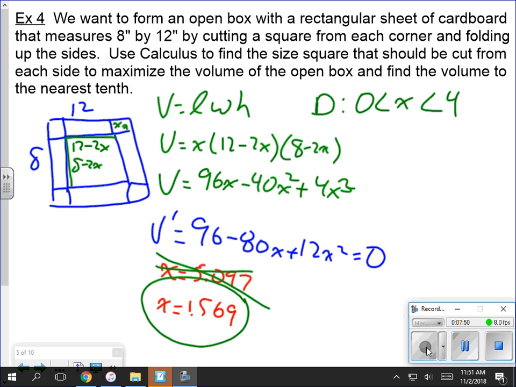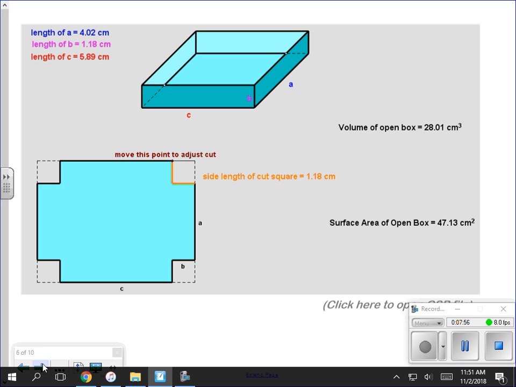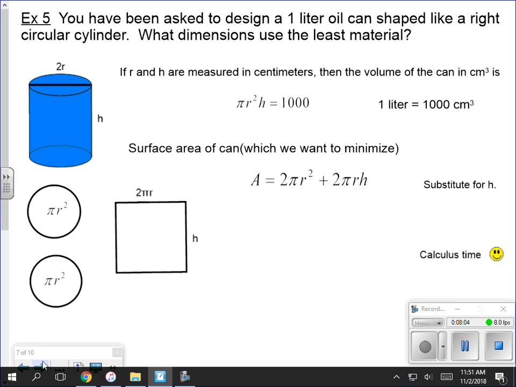Okay, let me pause for a second. Pick this back up. So any questions on this one? I think it's fairly straightforward. This is a diagram to go with that. Basically, it's the same idea of what we worked out. Okay, I like this one.